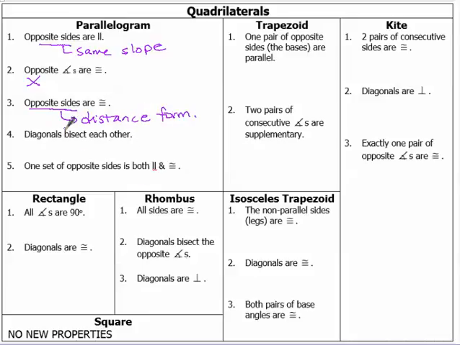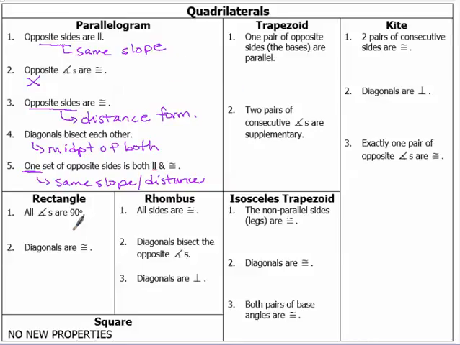Diagonals bisect each other. I'm going to find the midpoint of both diagonals and see if it's the same midpoint, because then they bisect each other. One set of opposite sides is both parallel and congruent. So this time I only have to check one side, and I'm going to see if it has the same slope and use the distance formula to find out if it happens to be the same length. So if any of those things hold true, I have a parallelogram.